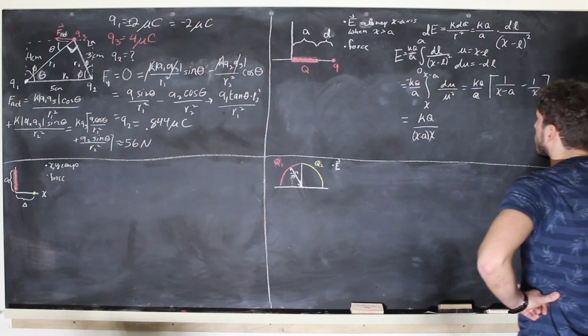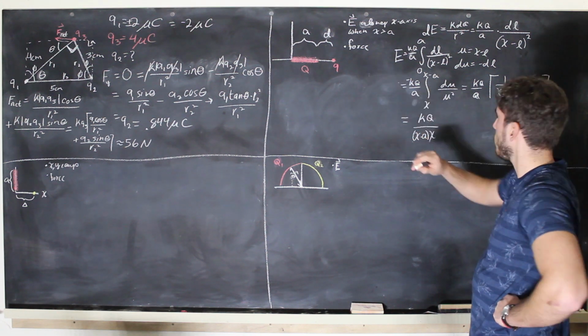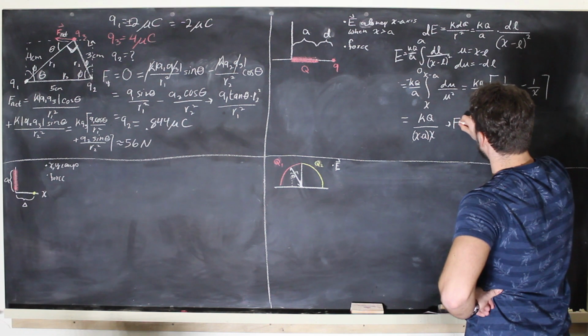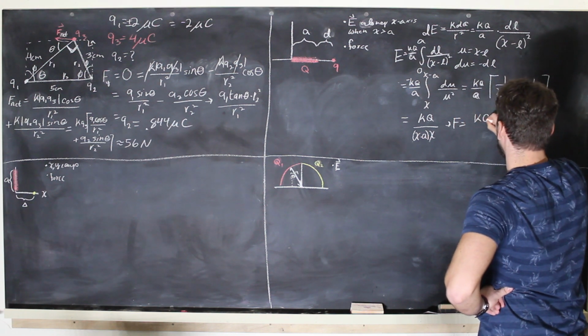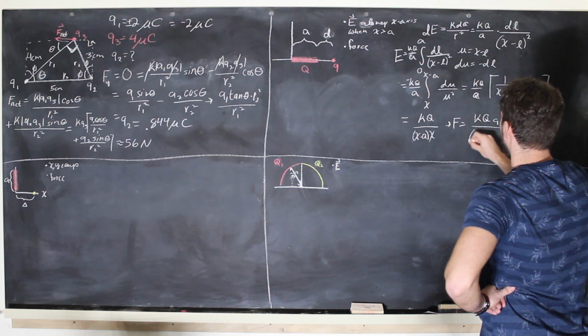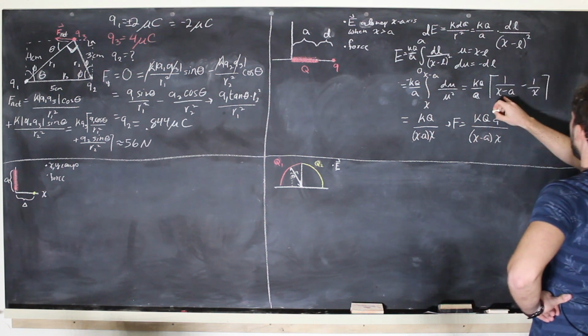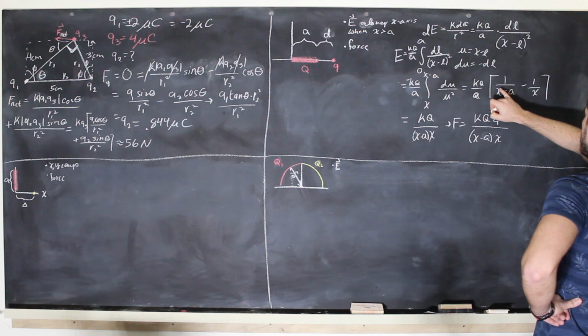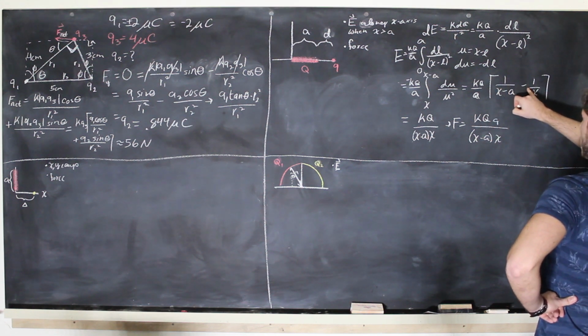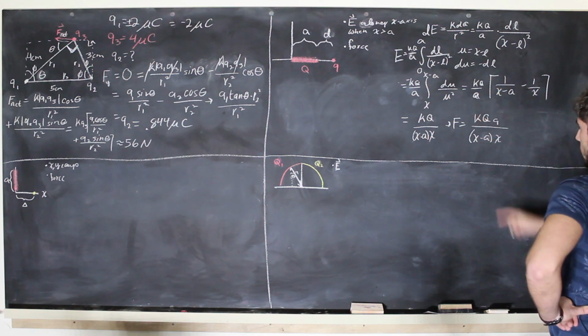And so to get force, we would just multiply it by q. Force is equal to kQq over (x minus a) x. Did I do that right? x minus a x, x minus x, a positive cancel. Yes.